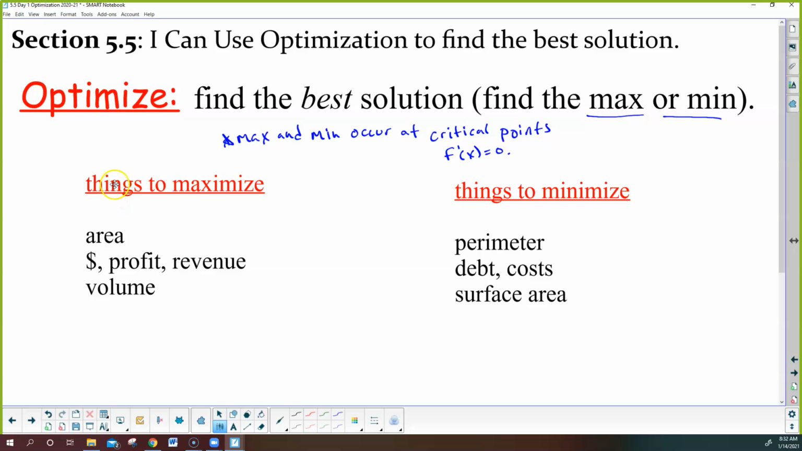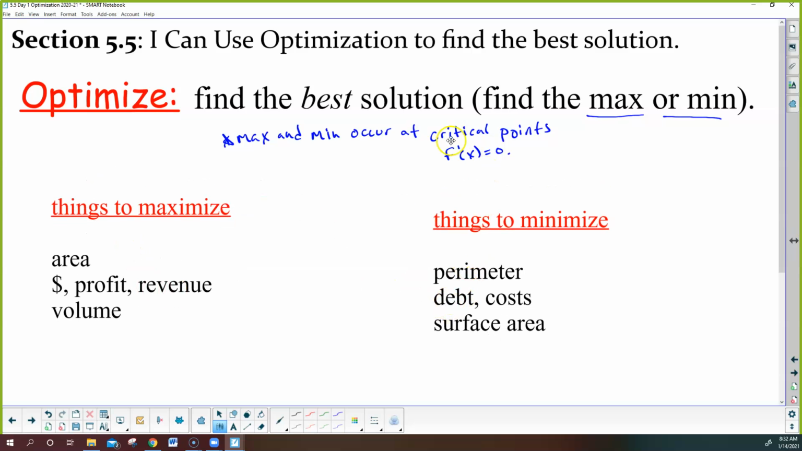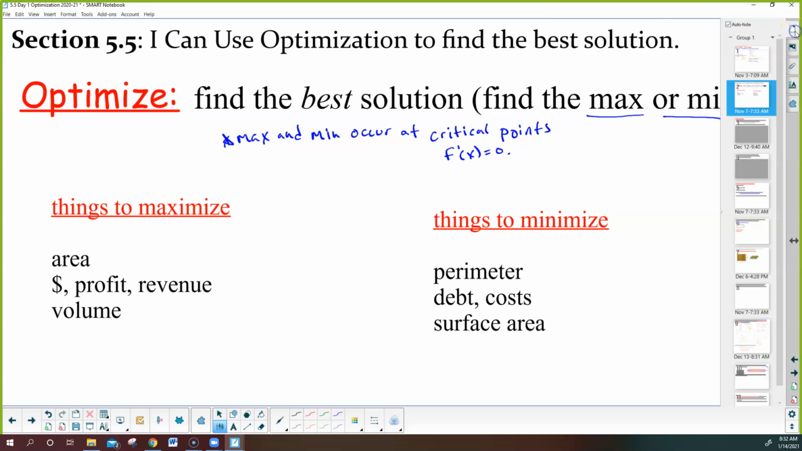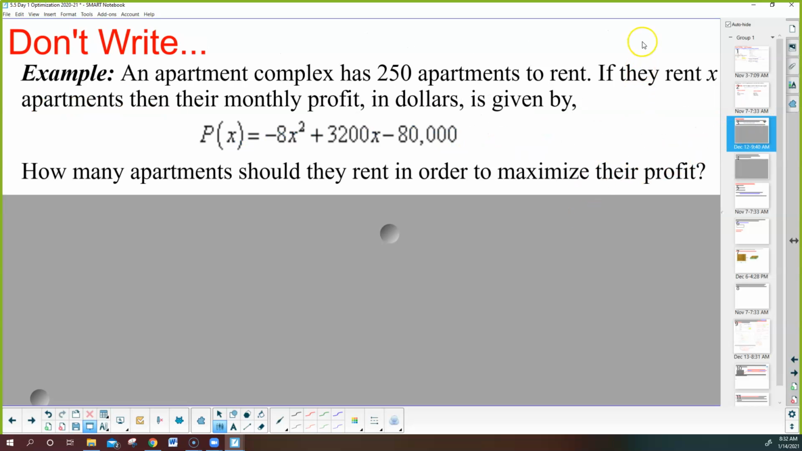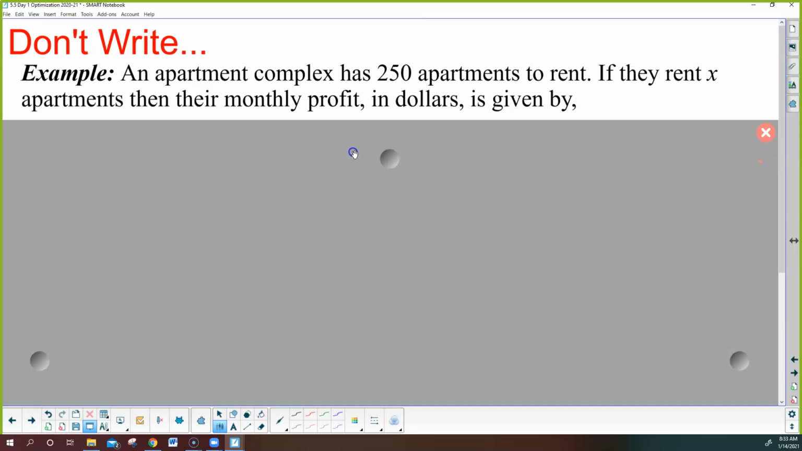So notice all of these things involve some form of formula. And that formula is a function we could call f of x. So to find the max or min, we would take the derivative and set it equal to 0. So I'm going to show you an example, and I don't want you to write this here. And the reason why is I just want you to think about it. And so you can get this idea of what is optimization and how do we approach it. Okay? So let's think of this right now.